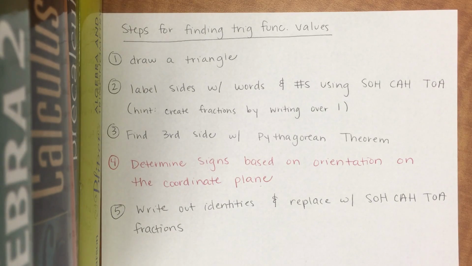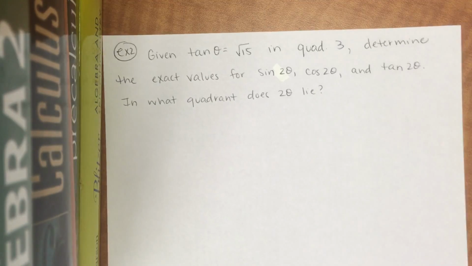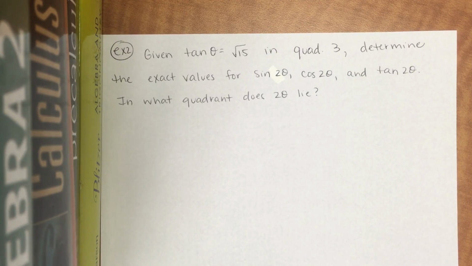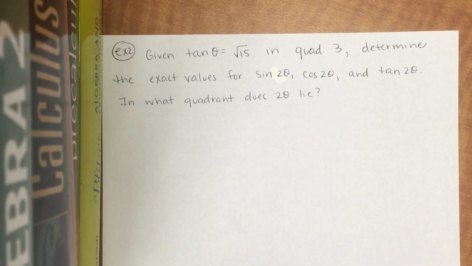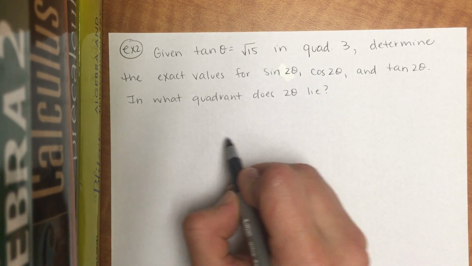Okay, let's do our first example with double angle identities. Given that tan theta equals square root 15 in quadrant 3, determine the exact values for sine 2 theta, cosine 2 theta, and tan 2 theta. We'll get to this last quadrant question later.